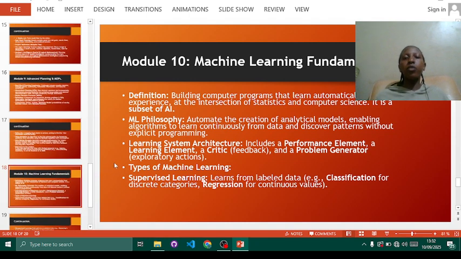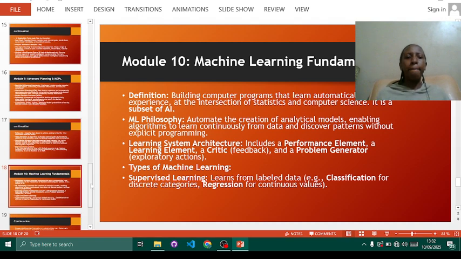Our module 10 was about machine learning fundamentals. What is machine learning? This is building computer programs that learn automatically from experience, at the intersection of statistics and computer science. It is a subset of AI. There is machine learning philosophy, learning system architecture, types. The types of machine learning: we have supervised learning, where machines learn from labeled data.